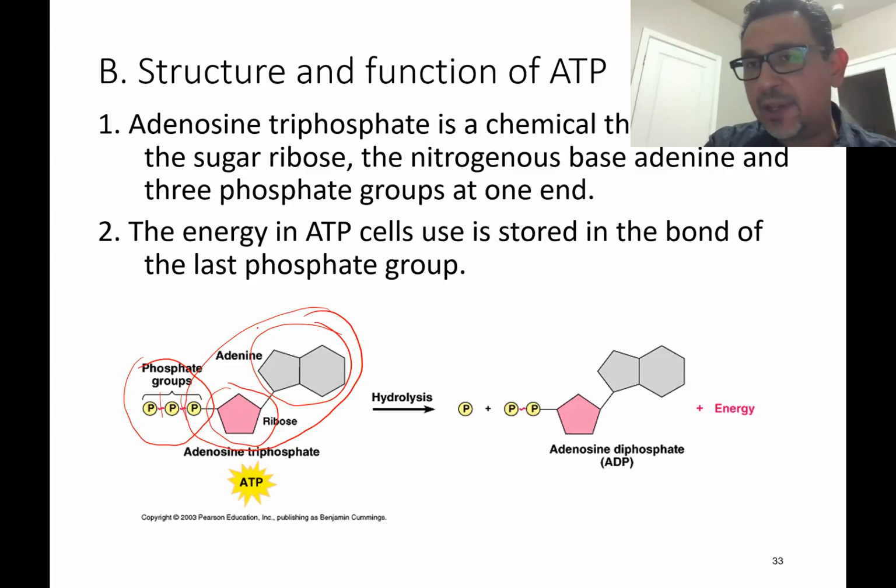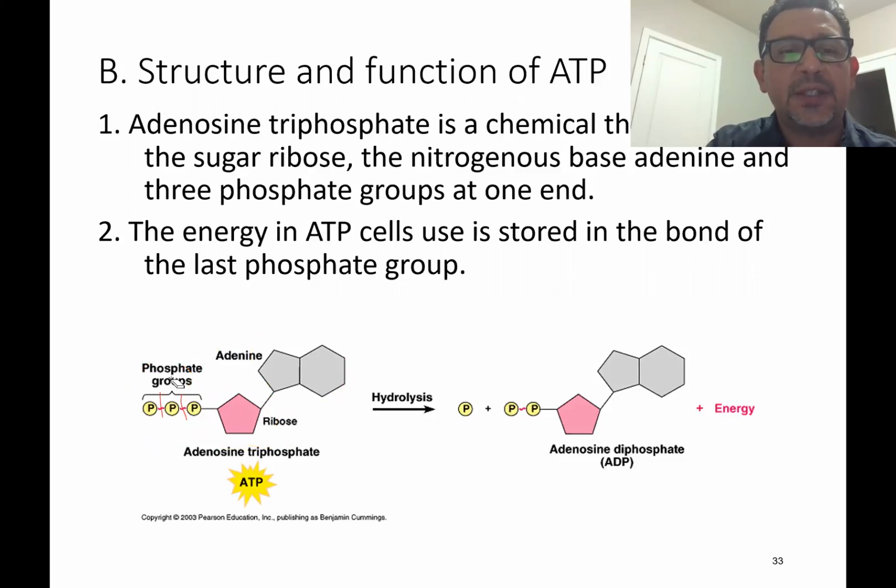Why RNA? Well, because RNA has the sugar ribose. I'm going to clean up this illustration a little bit because I don't want these scribbles to make it so confusing. So when cells work, they are going to be taking energy from ATP, which is released by the breaking of a bond. The breaking of bonds is an exergonic reaction.